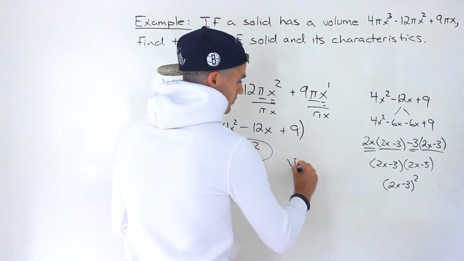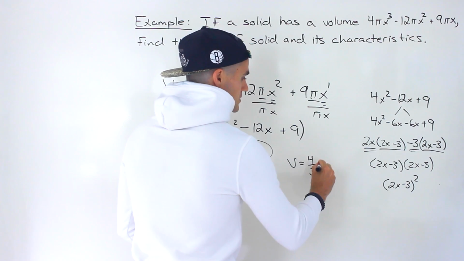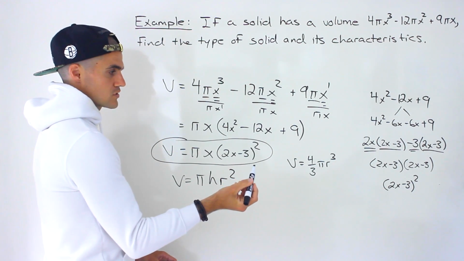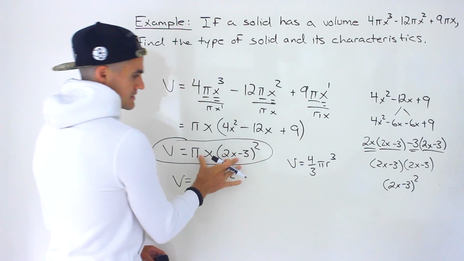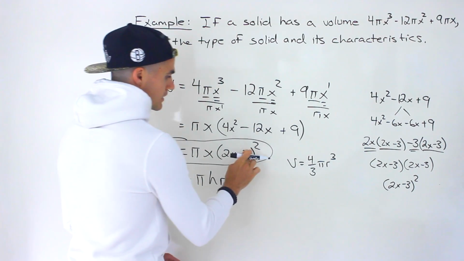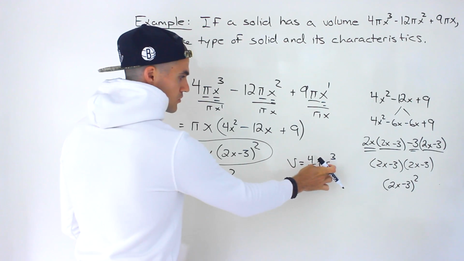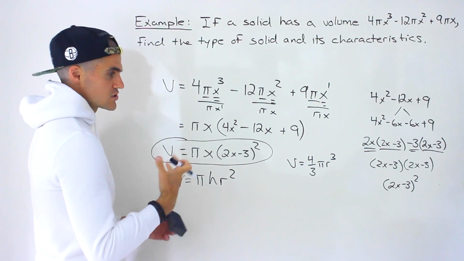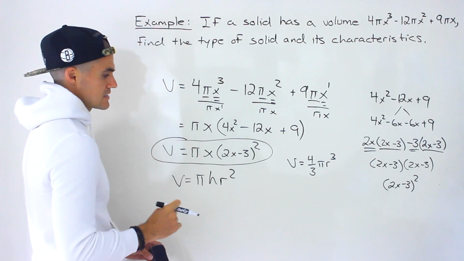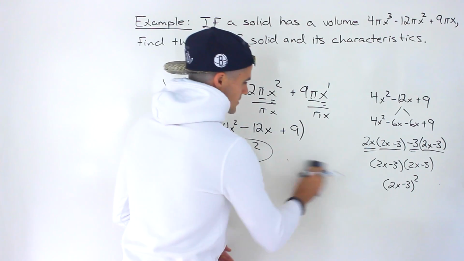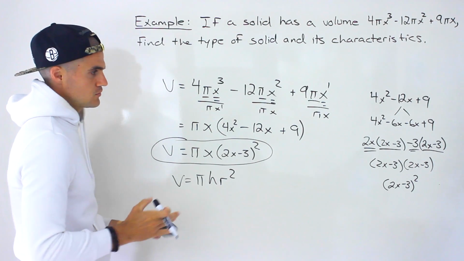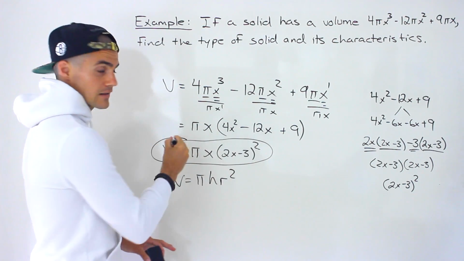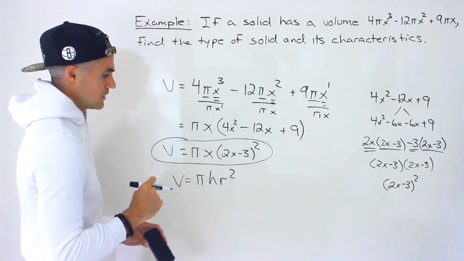It wouldn't be, for example, a sphere, because we know the volume formula for a sphere is not the same as this. There's no factor to the power of 3, and there's no 4/3 in front. The solid that we're dealing with in this case is a cylinder. So again, kind of a weird question where you first have to factor everything and then look at the type of formula that you're dealing with.